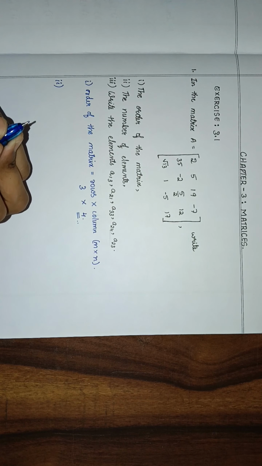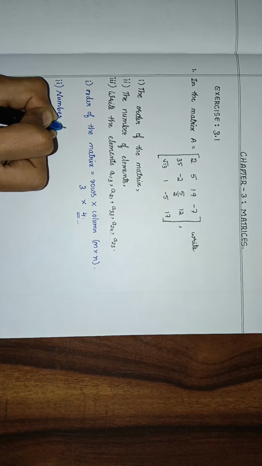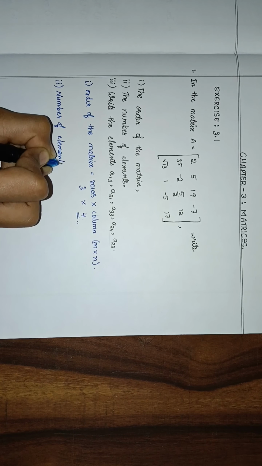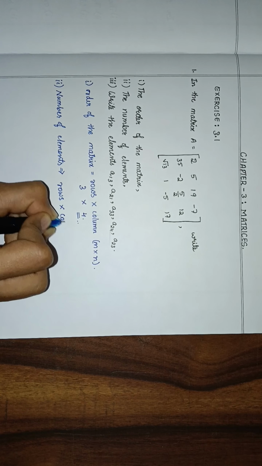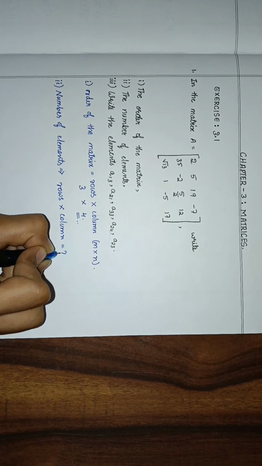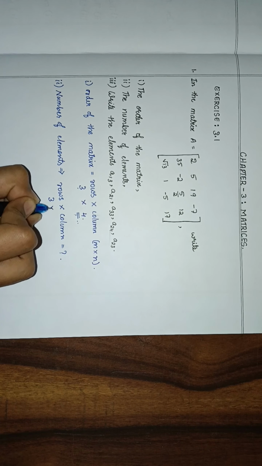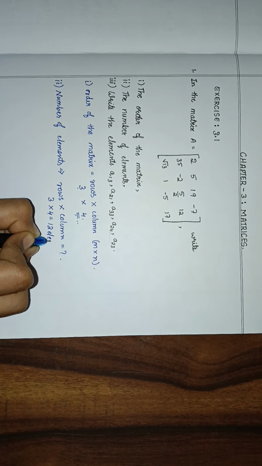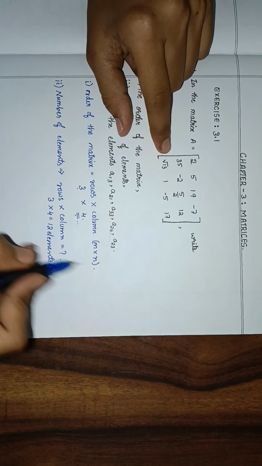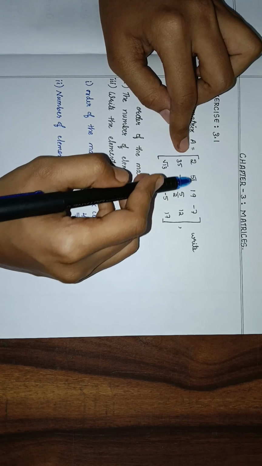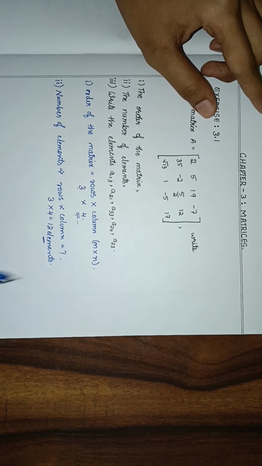What is the second question? The number of elements. It is again the same way. If you multiply rows into columns, you'll find the number of elements. So how many rows are there? 3 rows and 4 columns are there. So 3 into 4 equals 12 elements. What are elements? All the numbers which are inside the square brackets are called elements. No need to count 1, 2, 3, 4. Just multiply the rows and columns and you'll get the answer.